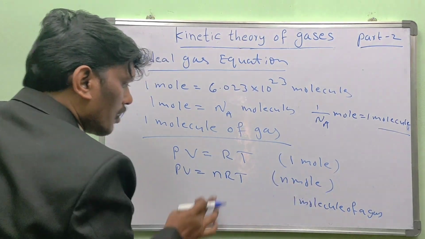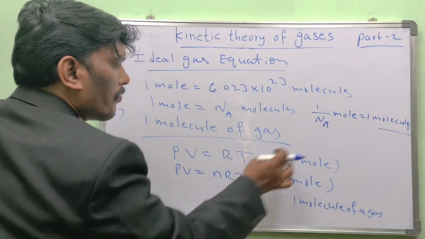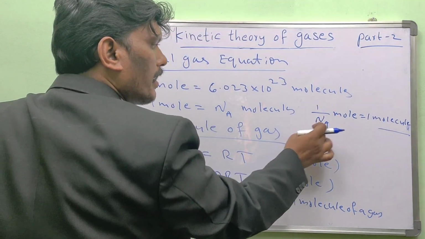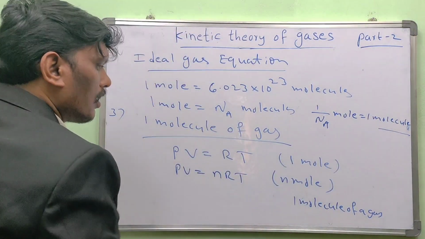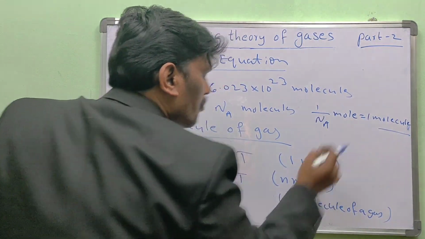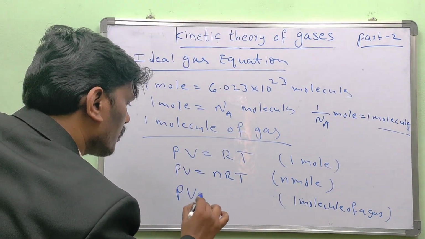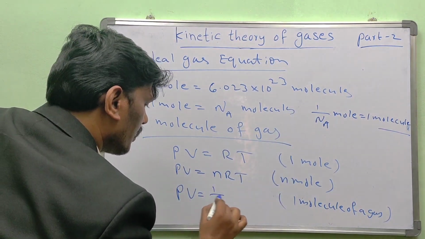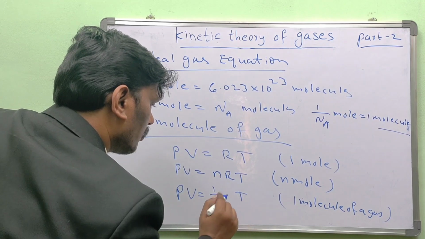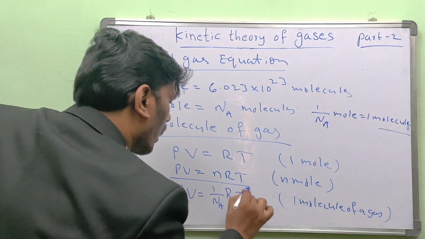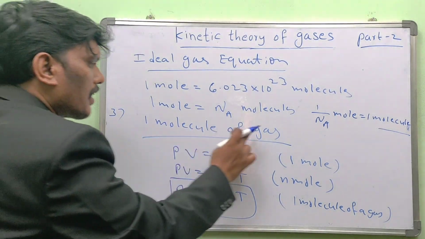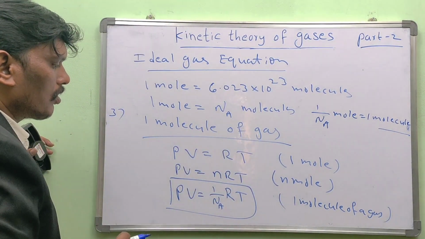For n moles, PV is equal to nRT. For 1 by Na mole, that is nothing but 1 molecule. That's why 1 molecule of a gas is nothing but 1 by Na mole. Then what is the formula? PV is equal to 1 by Na RT. This is the ideal gas equation for 1 molecule of a gas.